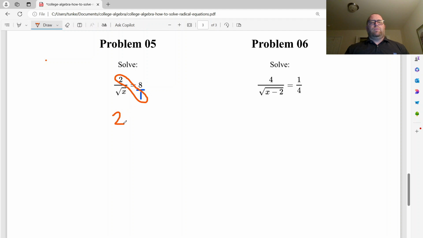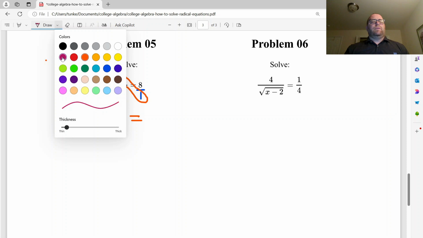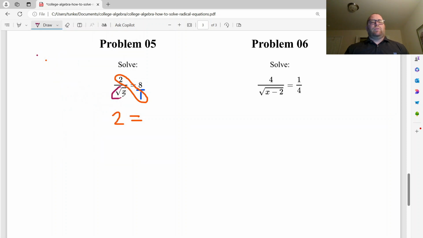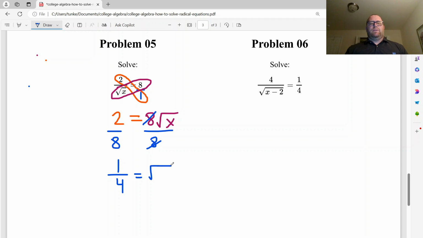which is just 2. That's going to equal, on the other side, the square root of x times 8. So that's going to equal 8 square roots of x. Okay, as before, we want to isolate x, so we want to divide both sides by 8. So the 8s will cancel out here. 2/8 simplifies to 1/4, and that equals the square root of x.